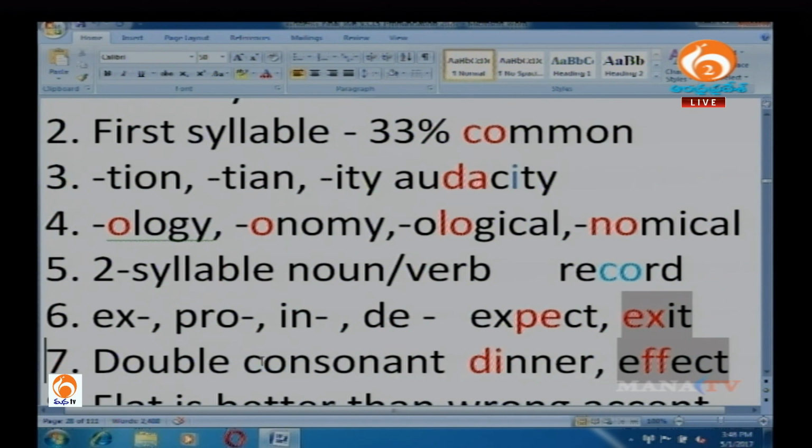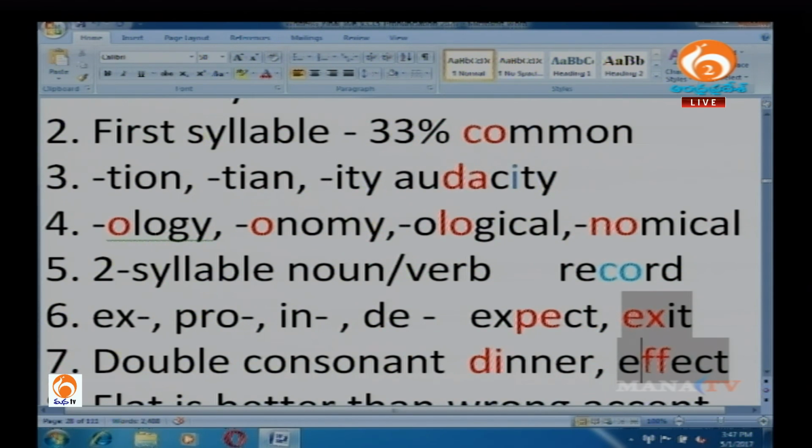Double consonant. You know that a double consonant doesn't take the accent and is pronounced as a single consonant. In very few cases, double C, both are pronounced, because it takes two different sounds, S and K. Anyway, dinner. Do not say dinner with two Ns sounded. Double consonant is pronounced as a single consonant and usually does not take the primary accent.